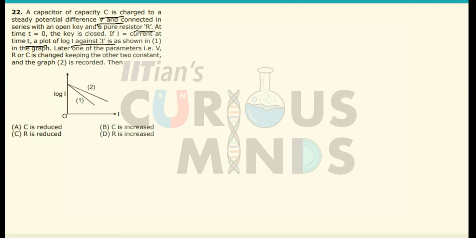Later on, one of the parameters, that is V, R or C, is changed, keeping the other two constant, and graph 2 is recorded. Then what is reduced or what is increased over here?